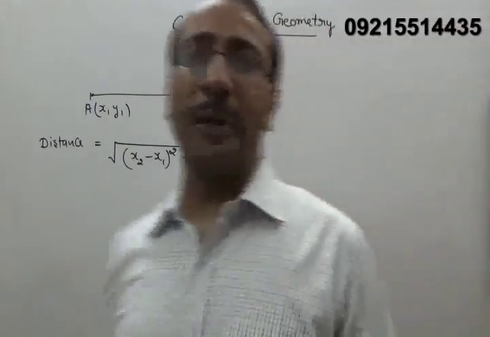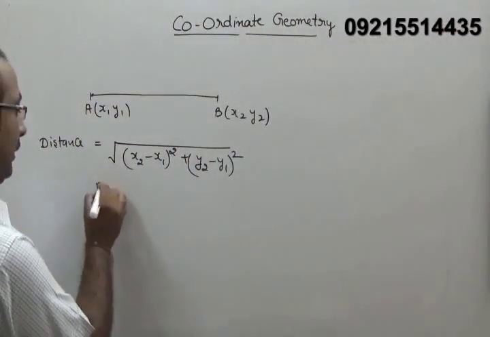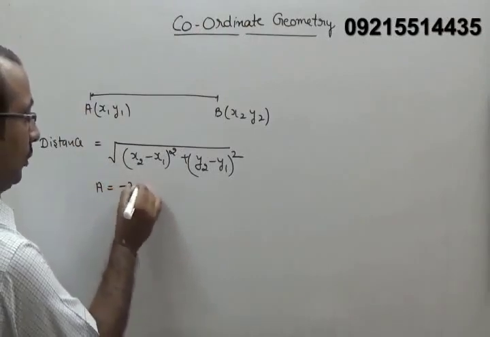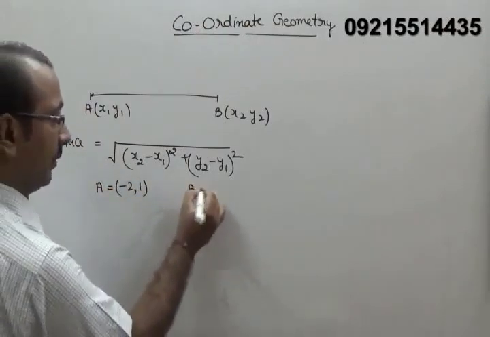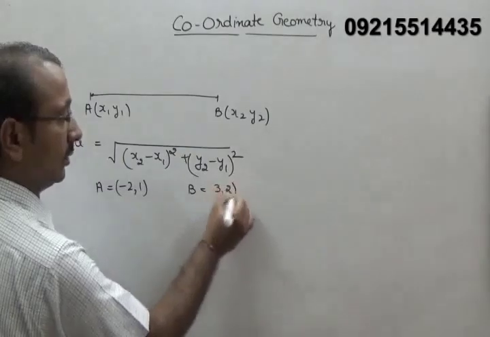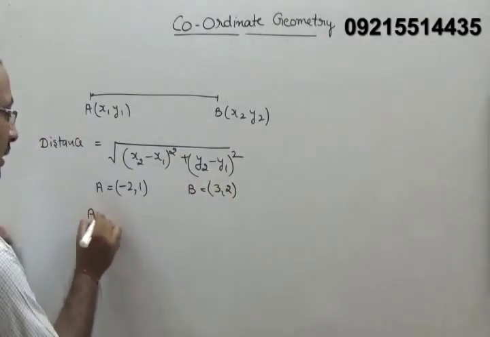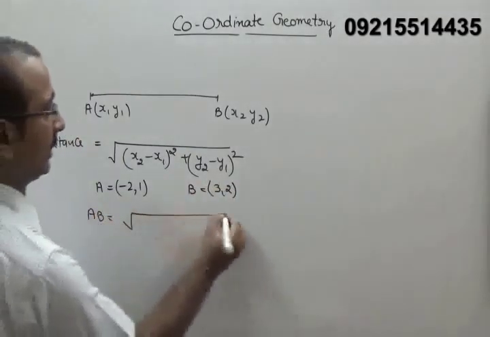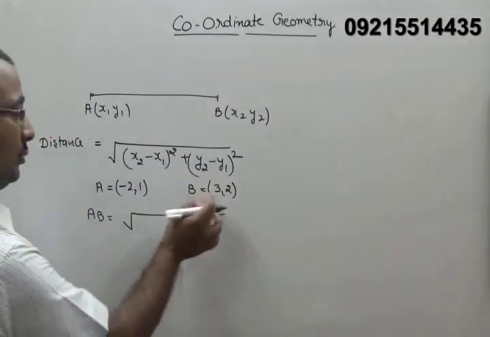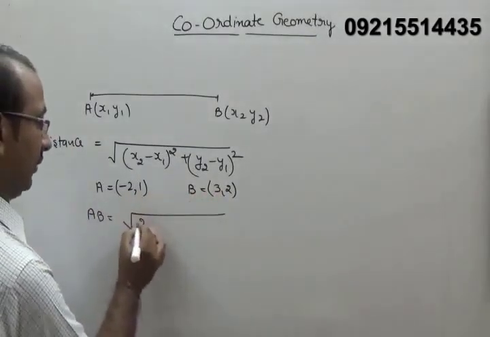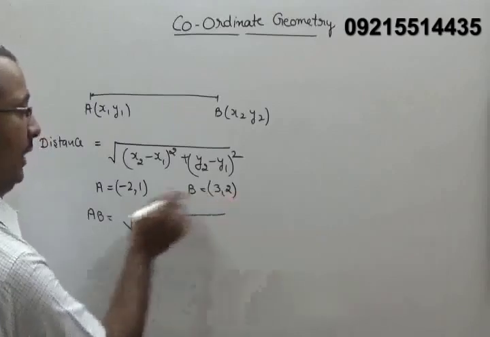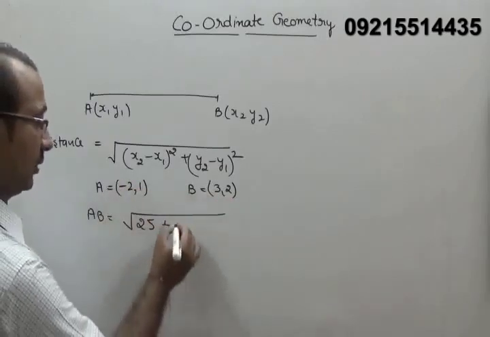Suppose two points are given to you. The first point is A (-2, 1). The second point is B (3, 2). We have to find the distance between A and B. So I can start with the formula: (x2 - x1) squared, so 3 + 2 is 5, square is 25, plus (y2 - y1) squared, 2 - 1 is 1, square is 1.